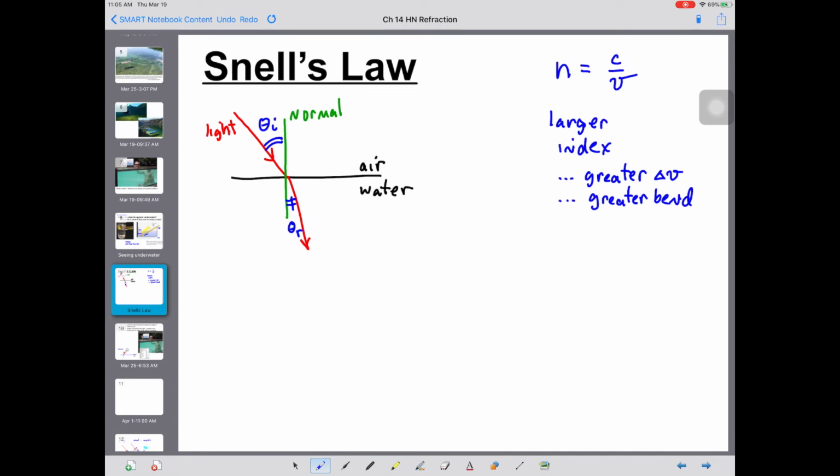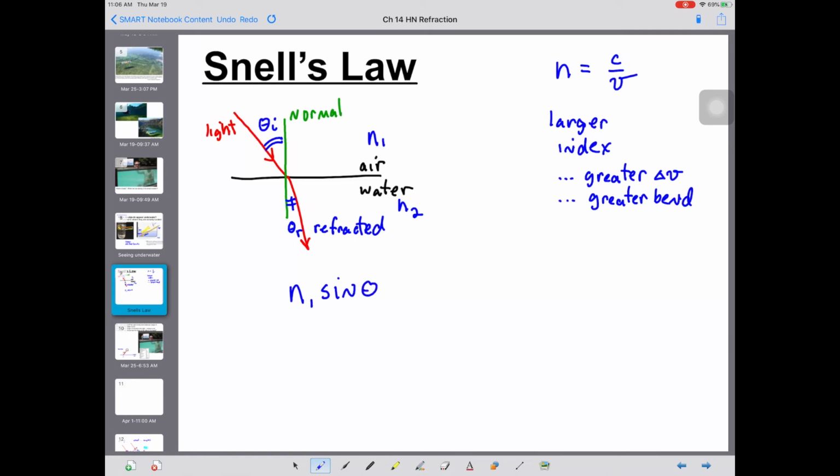Theta i is between the initial light, the incident light, and the normal. Theta r is between the refracted light and the normal. Okay, these angles are not equal to each other. To be able to calculate these angles, based on the geometry and a derivation, which I'm not going to go through now, the top substance we would say has an index of refraction of n1. The bottom substance, index of refraction of n2.